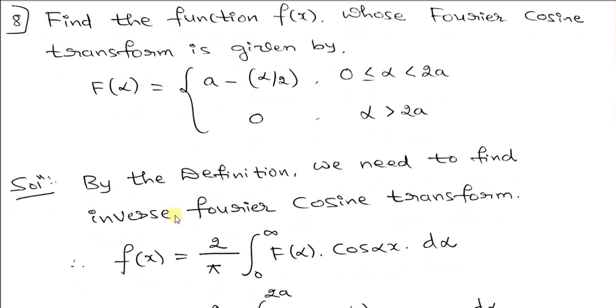Therefore, let's start with the formula. To find f of x, we'll start with the inverse Fourier cosine transform. So what's the formula? It is 2 by pi integration 0 to infinity F of alpha into cos alpha x with respect to alpha.